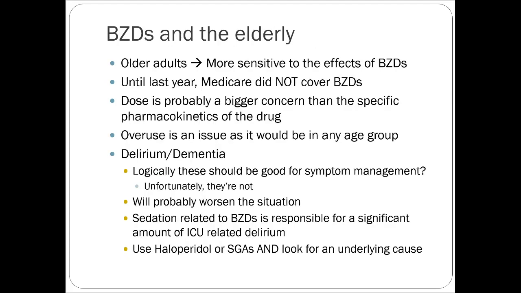Okay, elderly patients and benzodiazepines. Older adults are much more sensitive, and remember we talked about this during geriatrics. Medicare for a long time didn't even cover benzodiazepines, but now recently they have started covering some of them. The dose is probably a bigger concern than specific pharmacokinetics, so we really want to make sure we're giving low doses if you're going to use them. And overuse is a huge issue. And delirium and dementia, again, remember from the geriatrics component, one of the big three. So we think about opioids, benzodiazepines, and anticholinergics in older adults causing the biggest risk for delirium and dementia. So just be careful with it.